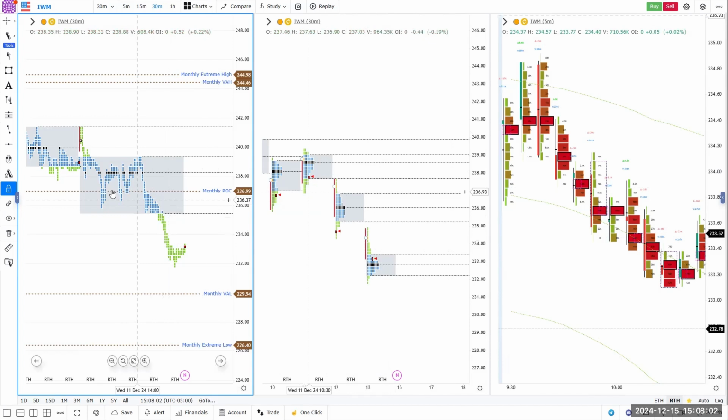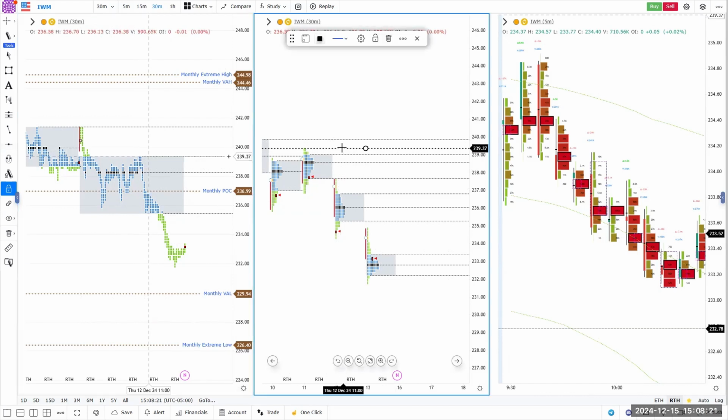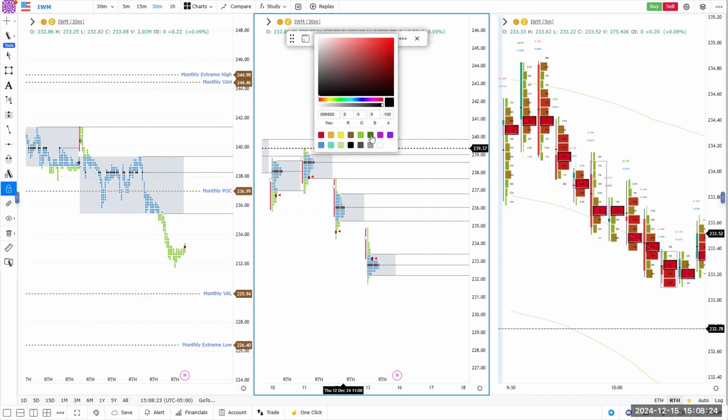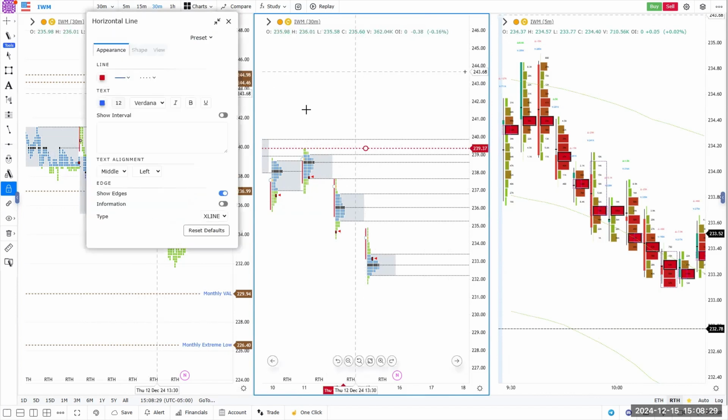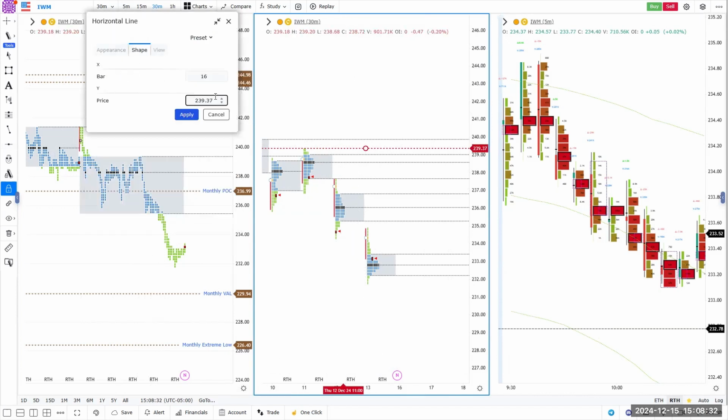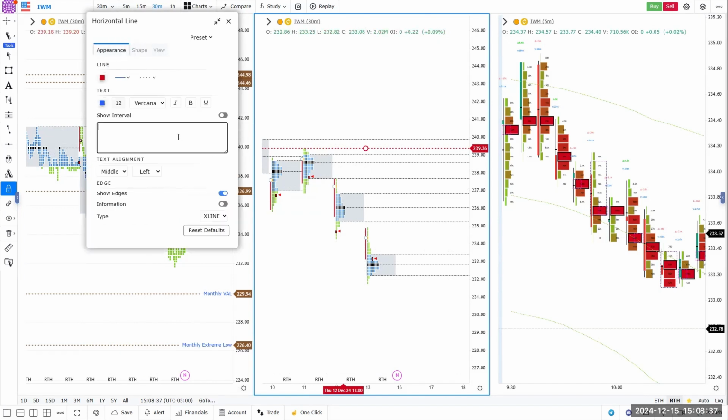All right, so let's get started with the obvious numbers first, which is the value high. You can see here on the far left, the value high is roughly 239.36. So again, I'm going to put 239.36 on my middle chart, which is roughly here, and I could change it. Instead of trying to play around with it, I'm going to change the number to 239.36. All right, and that is going to be our weekly value high. I like to label them as well.